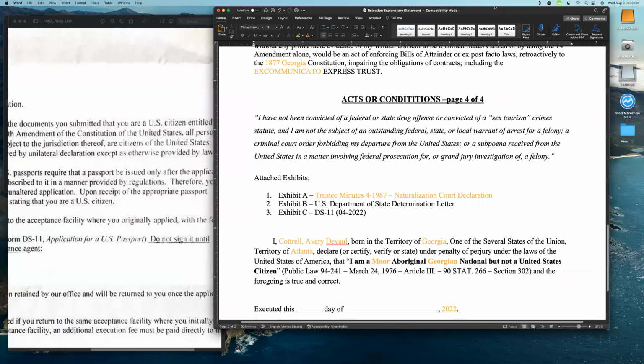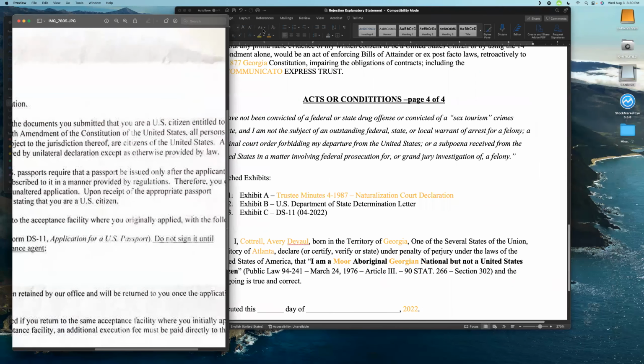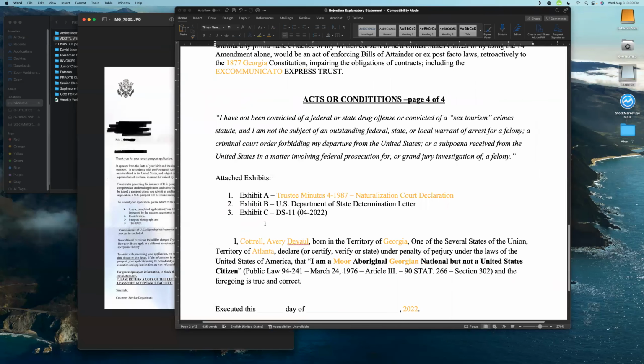Public Law 94-241. Exhibit B, you're going to include the determination letter that they sent you for the rejection. And you're also going to include, of course, the updated passport application.